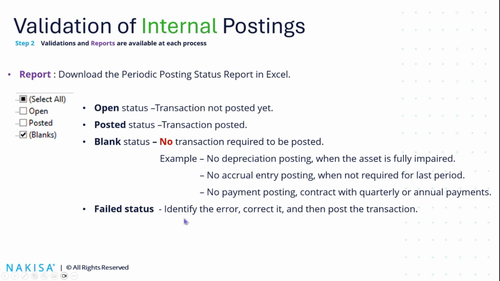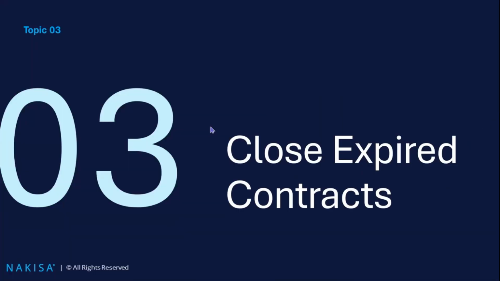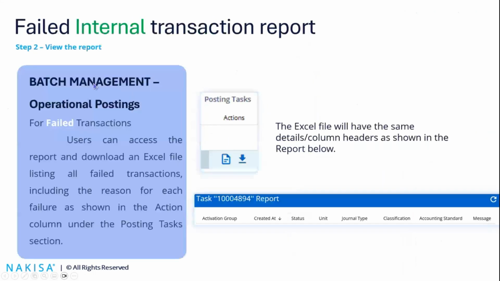Next is the fail status. As I mentioned before, you can actually look at the operational postings in the tax action section, where you will be able to download the reports. So if I just go back, the failed internal transaction report. This is where the user can review on screen by clicking on this icon here, or you can download it by clicking on the download arrow right here, where you can see the reason why it failed. You can make the corrections and then you can repost it manually, or if it's multiple, then you can batch post it again.